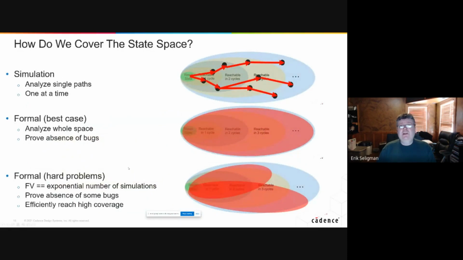Now in simulation, you're trying to figure this out just by analyzing one path at a time, right? So you can think of yourself as following these red lines along here. And if you reach a bad state, you found an error. If you reach only good states, that's great. But the key thing is simulation is only checking one possibility through the space at a time, which of course in an exponential space means that you're only doing a very small sampling of what can happen in your design. Now, formal verification, because it's doing a mathematical analysis of the behavior space, really is analyzing the whole space.